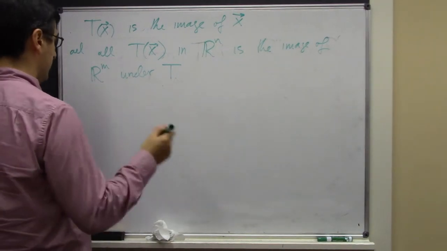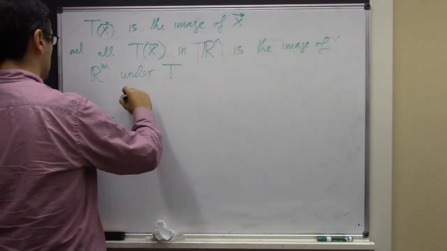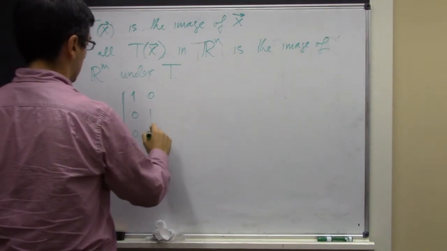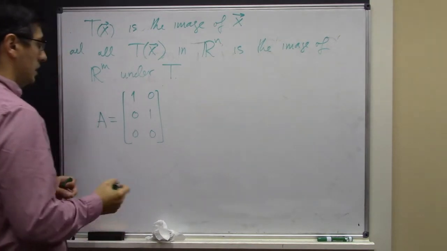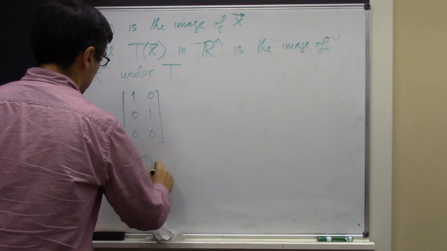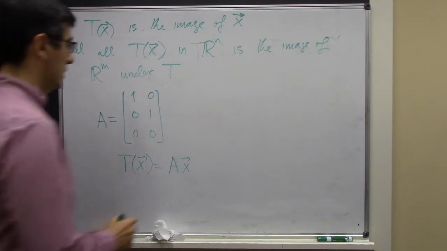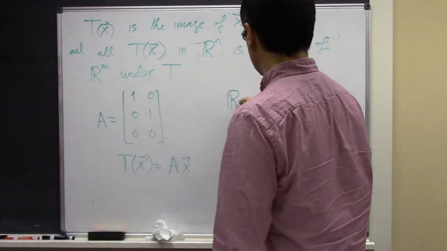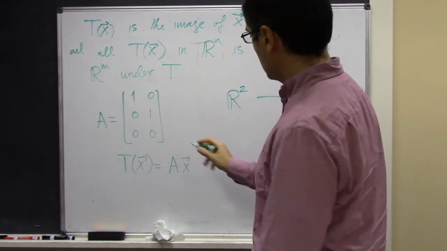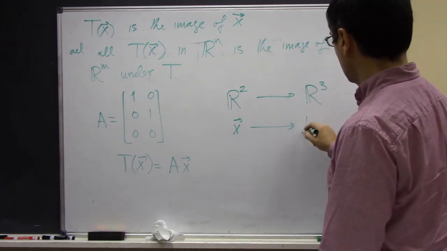Okay, so take A to be the following matrix, and let T be Tx equals Ax. Then you get a map from R2 to R3, where you send x to Ax.